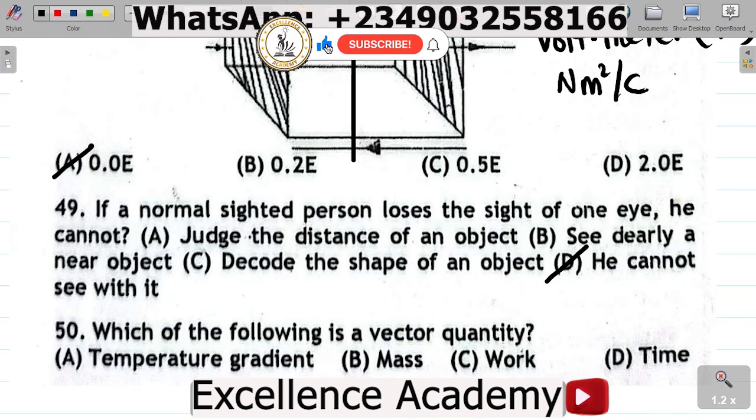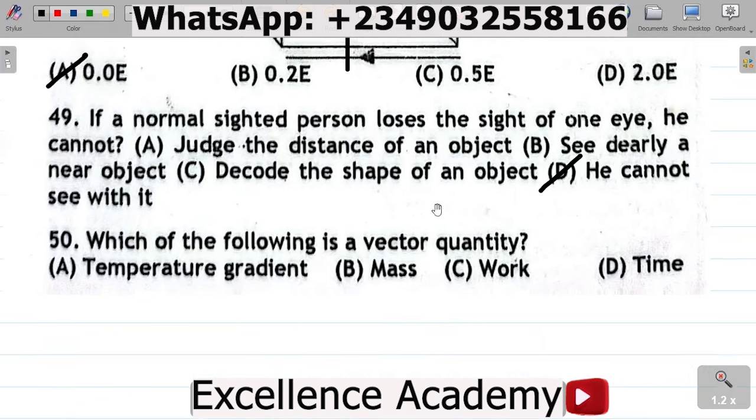All right. If you say he cannot judge the distance of an object, that means probably he could see, but not very well. That means he cannot judge distance. If you say he cannot see clearly a near object, that means he can probably see, but not very well. If you say decode the shape of an object, what you're trying to say is that probably he can see, but then he cannot see clearly to decode the shape of an object. But the thing is this, they said if the person loses the sight of one eye, you cannot even see with it at all. So the correct answer there is D. He cannot see with it. That's the most correct option.